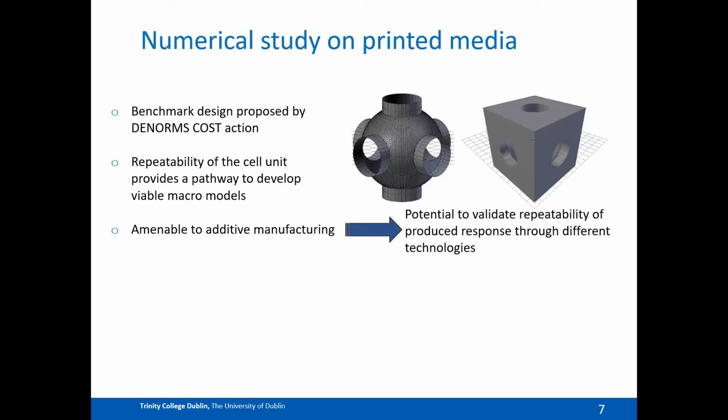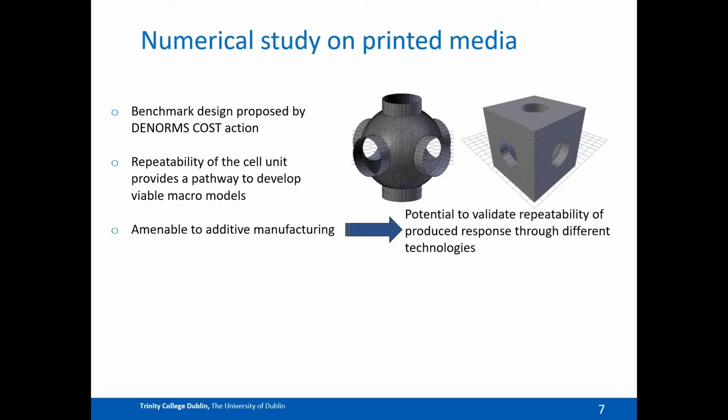The numerical study presented here is based on a benchmark design, which was proposed by Thomas Zielinski in the DNORMS cost action. This acoustic metamaterial design is easily reproduced, and it's amenable to rapid prototyping techniques. Through the repeatability of the unit cells, you can build up structures that can easily be reproduced. It's a structure that is well suited to additive manufacturing. And it also allowed to assess different manufacturing techniques.